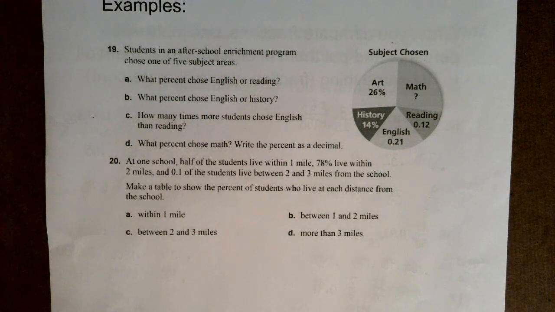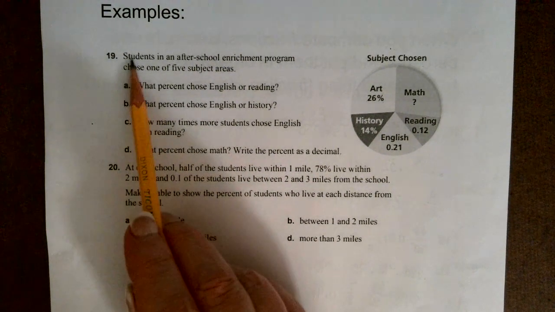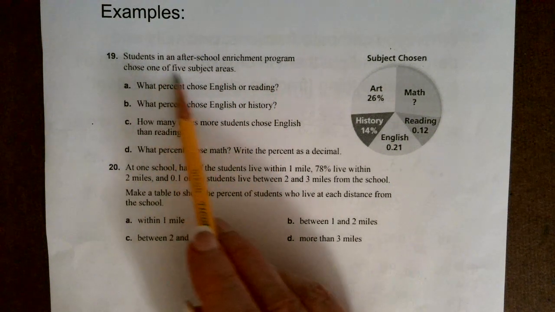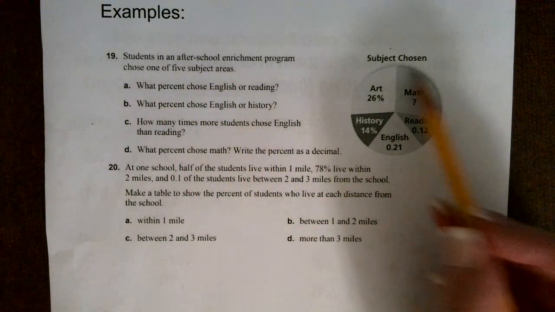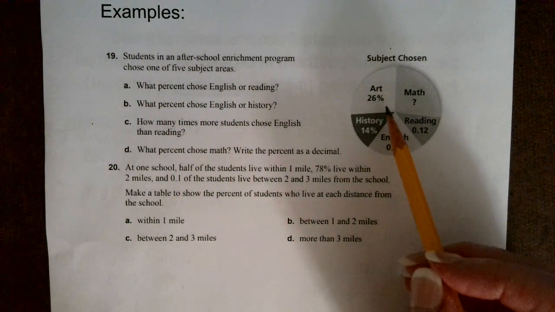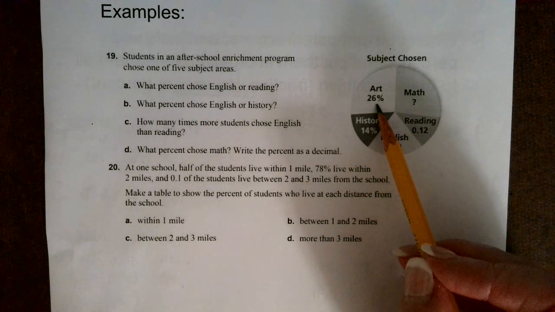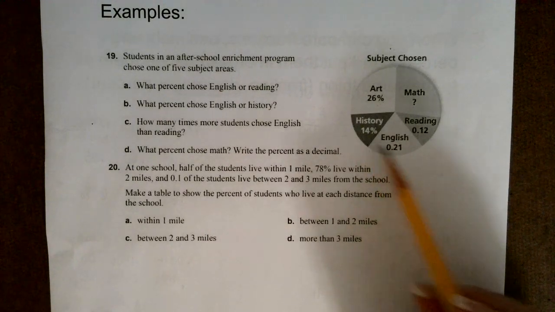All right, so we are looking at a circle graph, and the circle graph is talking about students in an after-school enrichment program, and they're choosing one of 5 subject areas. So we've got these 5 subject areas, and 26% of the people chose art, 14% of the people chose history.